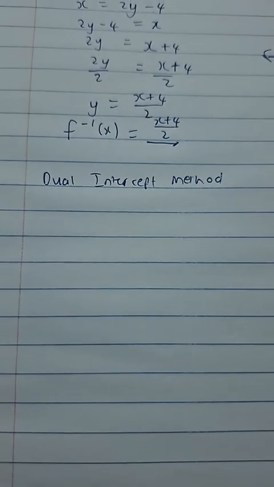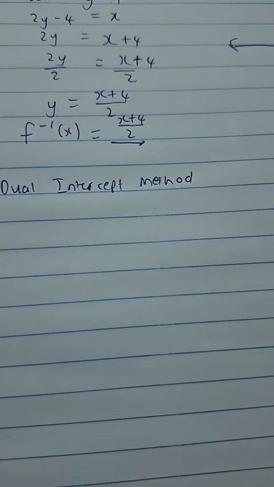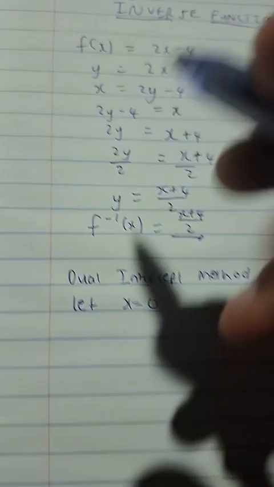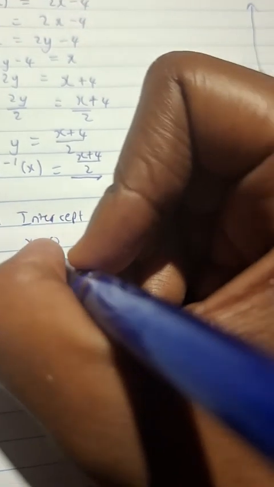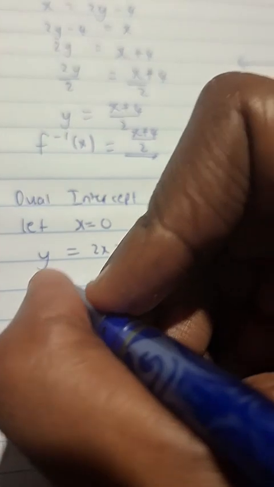So in other words, what we would usually do is let x be equal to 0 in the function of f of x. So you can imagine y is equal to 2x minus 4. We simply let x be equal to 0.